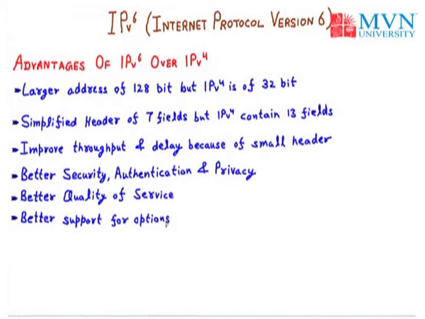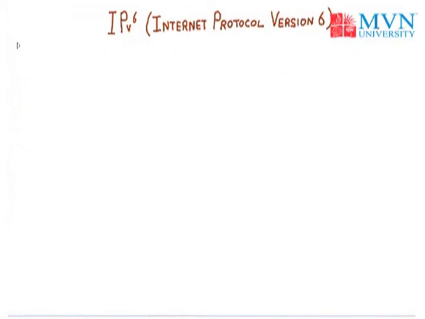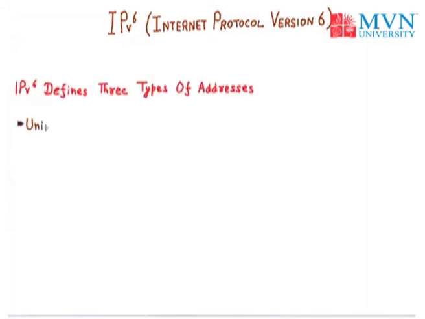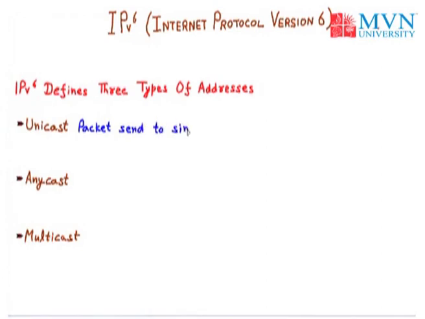Next we have the types of addresses in IPv6. Now IPv6 defines 3 types of addresses. The first is unicast, then we have anycast, and the third is multicast. Unicast and multicast we have already discussed in our previous chapter on casting techniques, but we will discuss them again now. Unicast means the packet can be sent to a single machine, that is point-to-point communication.